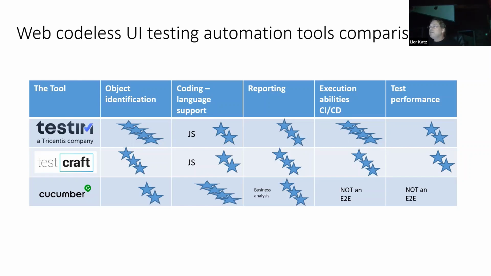And Cucumber is a very interesting solution. You can take Cucumber and use it for BDD, for behavior-driven development. And behavior-driven development means that you write in English whatever you want your script to do. So this is a very interesting solution. And we implemented a few projects with Cucumber with huge success. And I think if you're looking at a UI codeless solution, you need to look at Cucumber as well.